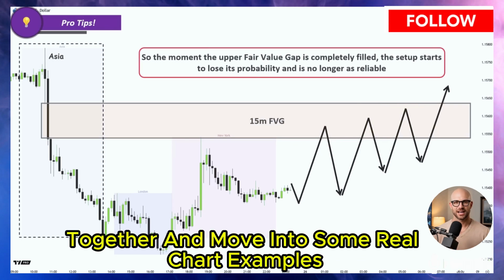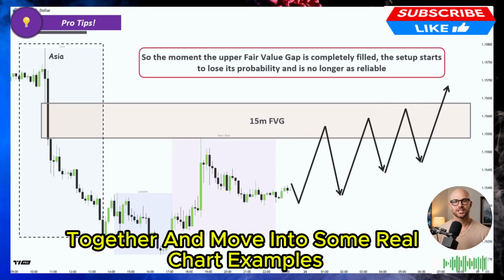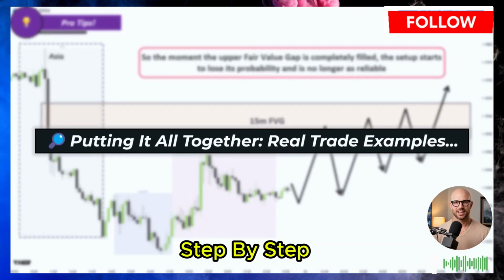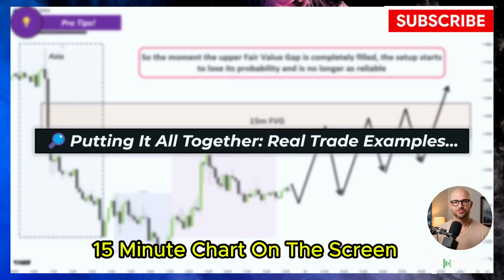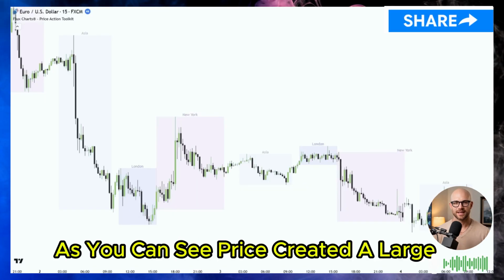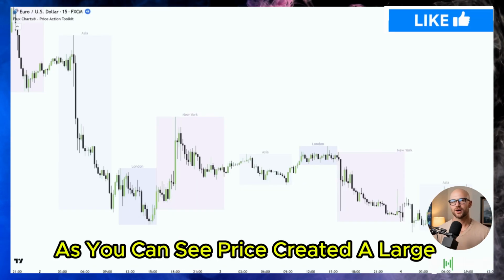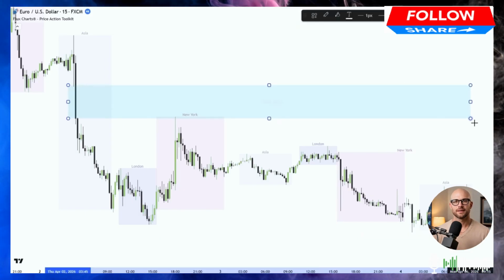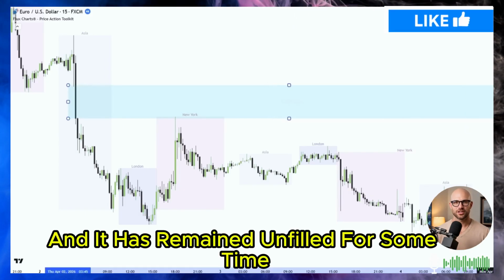Let's put everything together and move into some real chart examples to see exactly how to apply this trading model step by step. Here we have the Euro-Dollar 15-minute chart on the screen. As you can see, price created a large, unmitigated fair value gap during the Asian session, and it has remained unfilled for some time.